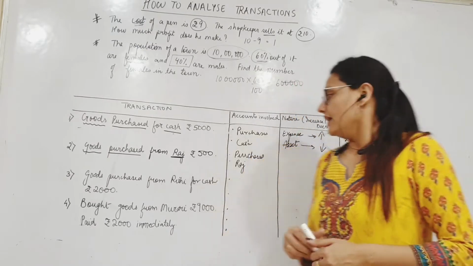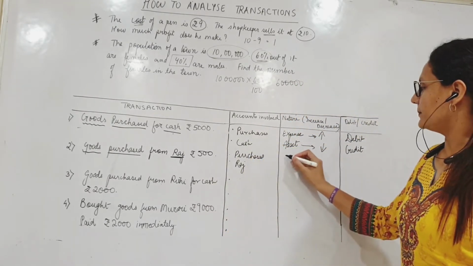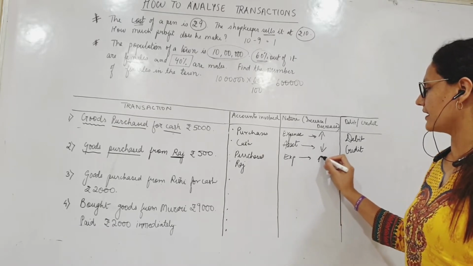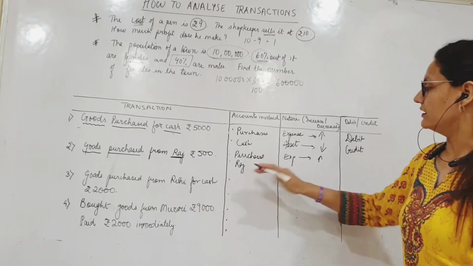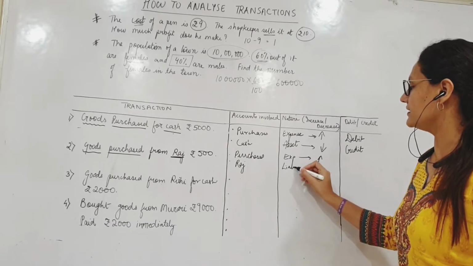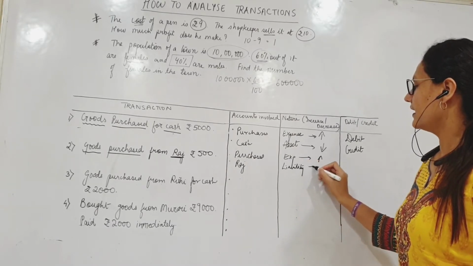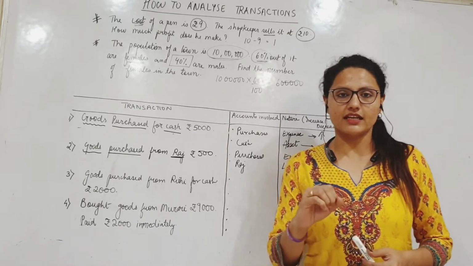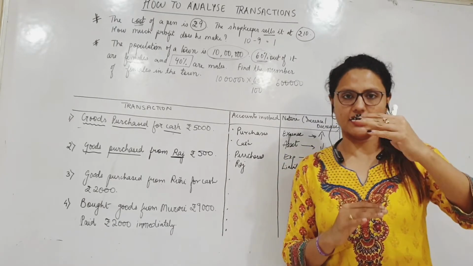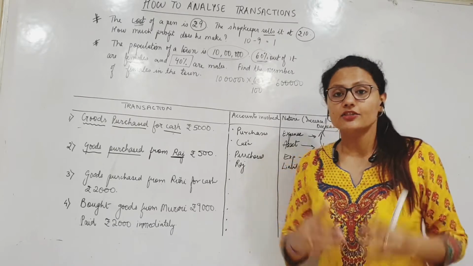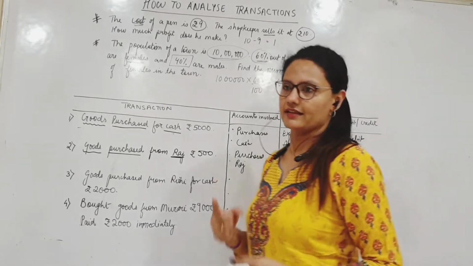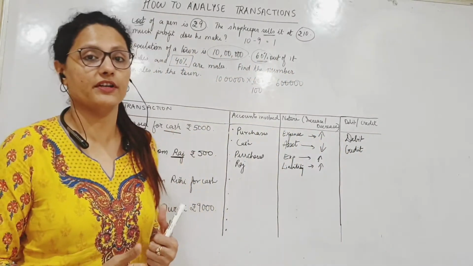ठीक है? Then nature. Purchase is an expense and it is increasing. I am purchasing more goods. Raj is a liability and liability is increasing. पहले 0 था liability, अब राज को 500 देना है, बढ़ गया ना liability, right? So liability is also increasing. In this case, see both are increasing. Expense भी बढ़ रहा है, liability भी बढ़ रहा है.